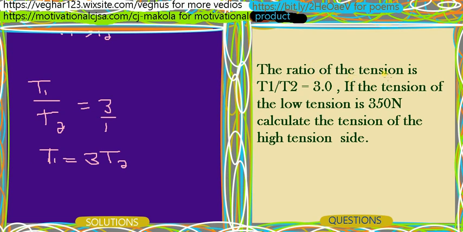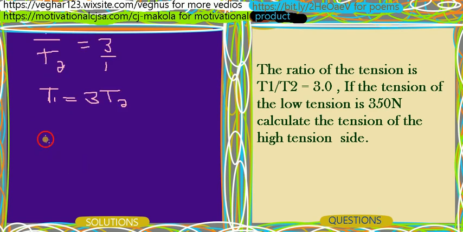Okay, the ratio of the tension is T1 over T2, and 3 is equal to 3. If the lower tension is 350, calculate the tension of the higher tension side. So we are looking for T1, which is the higher tension side.